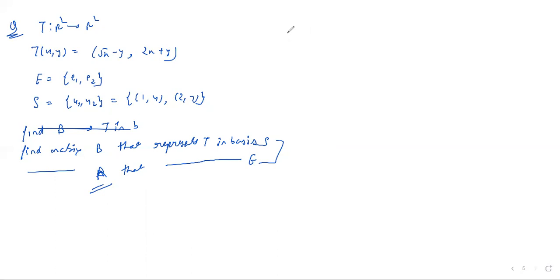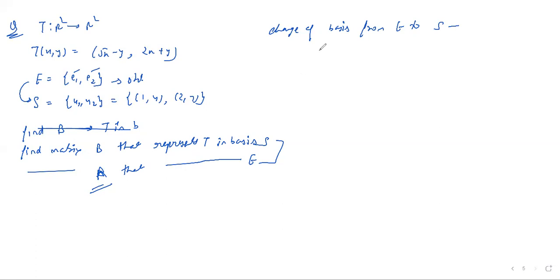For that, let's just apply the change of basis matrix from E to S. So what is our change of basis from E to S? For that we know that E is my standard basis, which has vectors (1, 0) and (0, 1), and the change of basis is from my standard basis to the basis S.